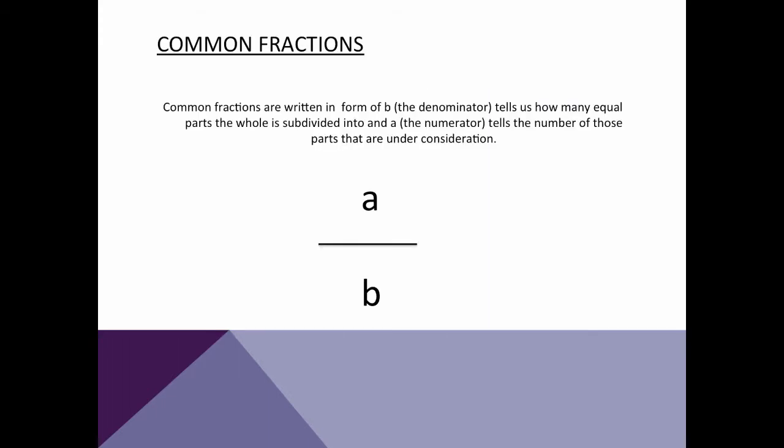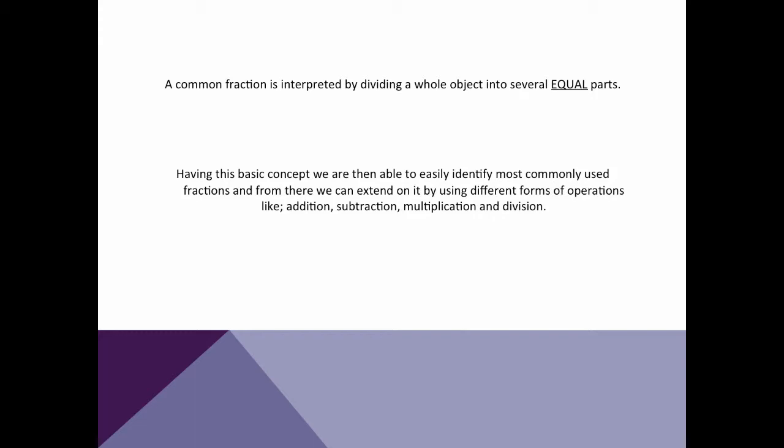Common fractions are written in the form a over b. The denominator, b, tells us how many equal parts the whole is subdivided into, and the numerator, a, tells the number of those parts that are under consideration. A common fraction is interpreted by dividing a whole object into several equal parts.